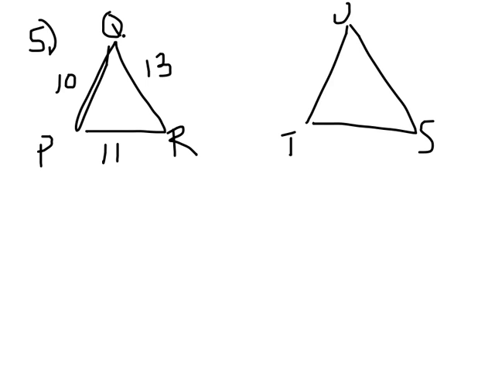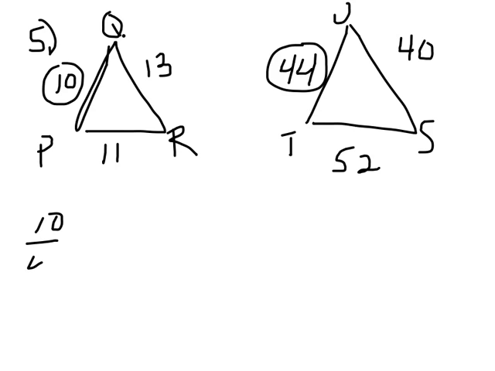Remember to just pause the video if you need to write some things down. US is 40, ST is 52, and TU is 44. So if these are similar, all these fractions are going to divide out to the same thing. So I'm going to put 10 over 44. You know what? I'm just going to do one at a time. That way if I run into two that don't match, I can stop because I don't want to do more work than I have to.